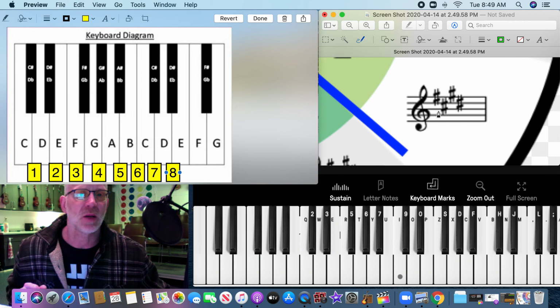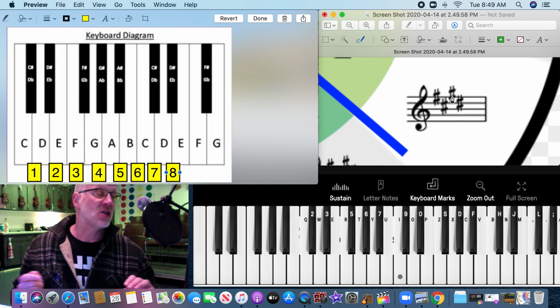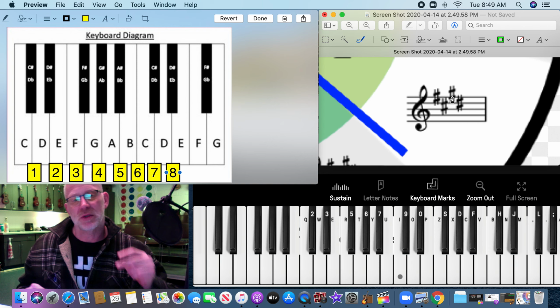Now let's take a look up here. F, A, C, E. We have E. One more is F. And then one more is G. So we have C sharp, D sharp, F sharp, G sharp.